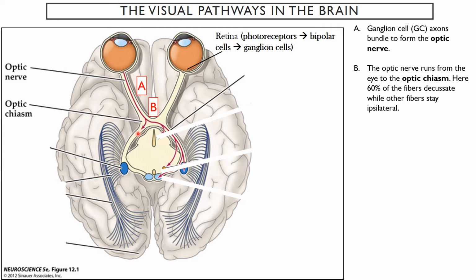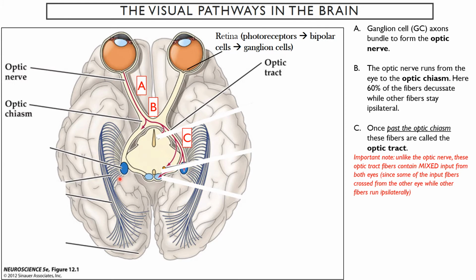40% actually stay on the same side. Another way to phrase this is that 60% of the axons go to the contralateral side of the brain, the other side of the brain, whereas 40% stay on the ipsilateral side of the brain. So they stay on the left-hand side. Once they're past the optic chiasm, those paths are referred to as the optic tract. So this is the optic nerve, and now we're talking about the optic tract because we're essentially in the brain. Nerves are outside of the brain.